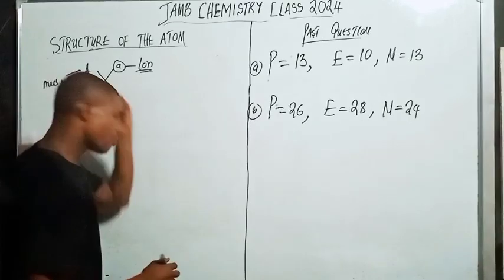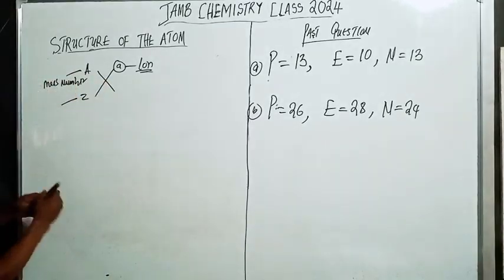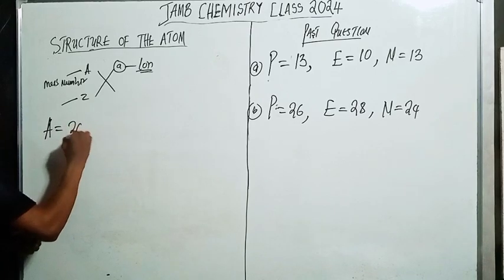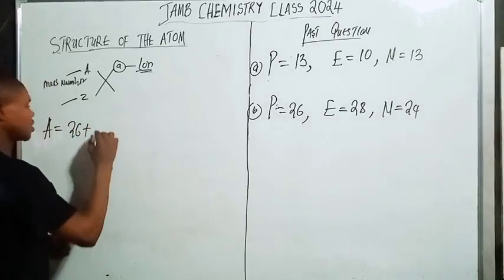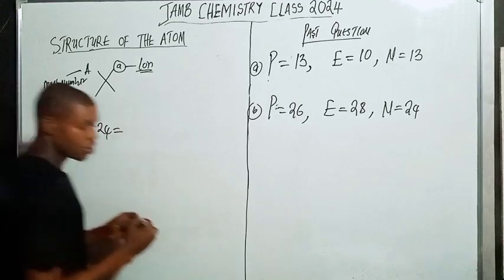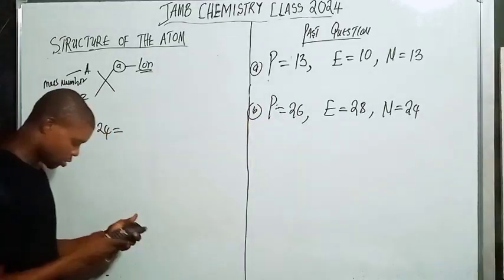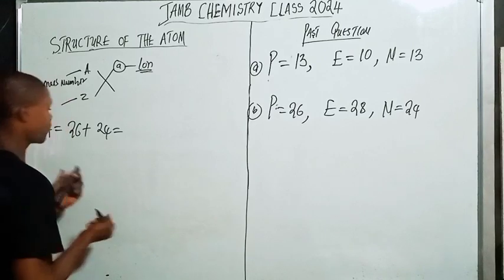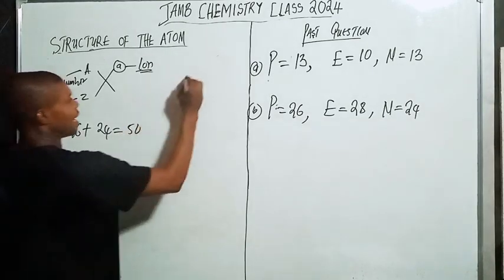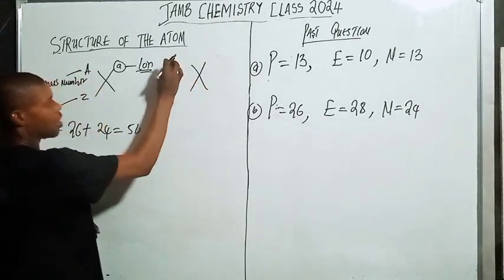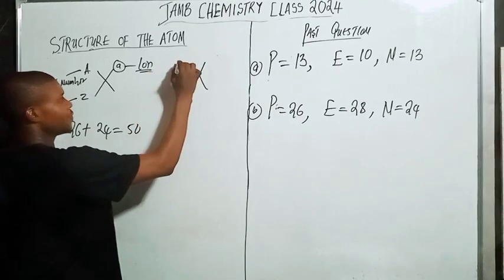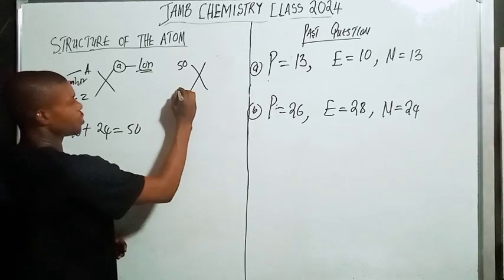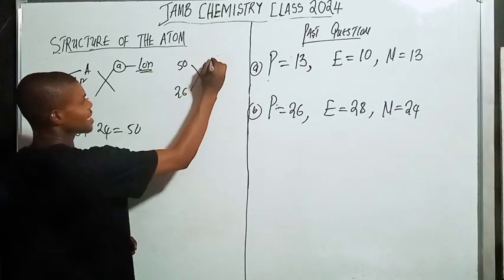So my mass number, which is A, is going to be 26, the proton number, plus neutron number 24, right? Sum them together, 26 plus 24, then we have 50, right? That is my X here. My mass number is 50, right? My Z, the proton, is already 26, right?